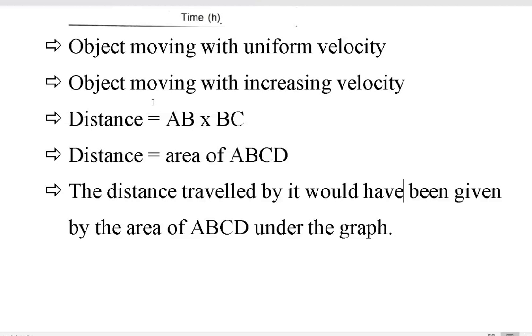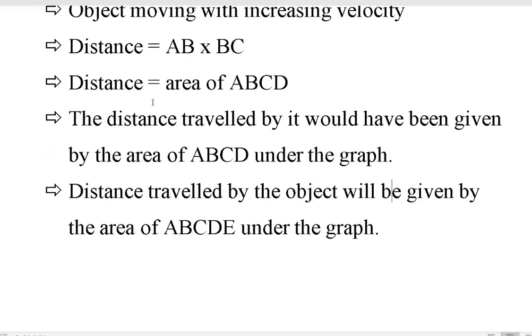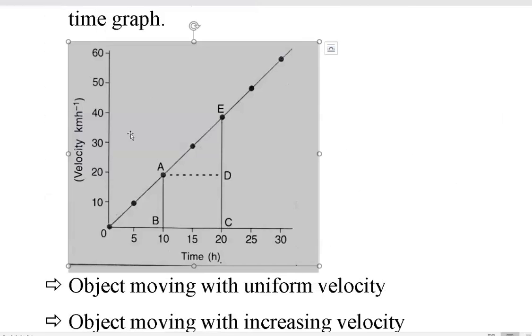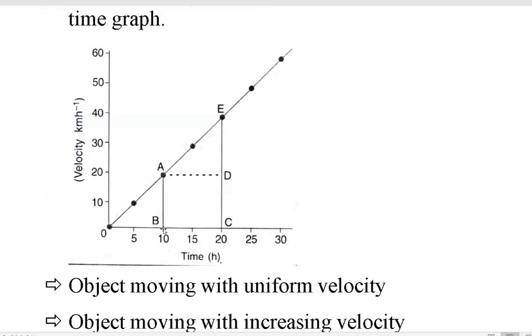Now, let's consider the other option, that is, if the object is moving with constantly increasing velocity. In that case, the distance travelled by the object will be given by the area of ABCDE under the graph. So now look at this graph. The area of ABCDE. So this whole area will give you the distance.